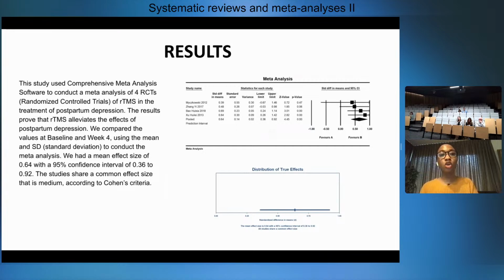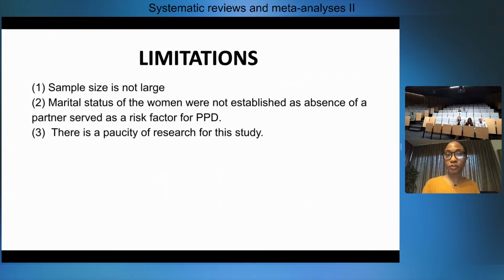We also compared the values at baseline, that's before the treatment, and also at week 4, using the mean and the standard deviation for this work. We came out with a mean effect size of 0.64 with the 95% confidence interval of 0.36 to 0.92. Our study showed a common effect size of 0.64, which is medium according to Cohen's criteria in the meta-analysis displayed.